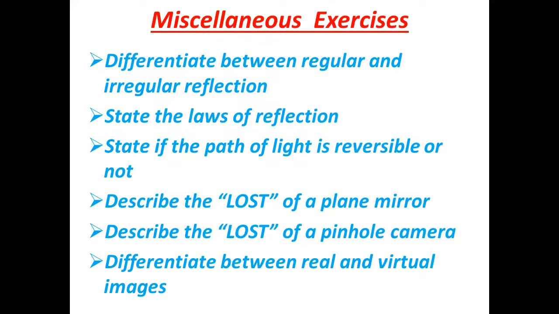So let's move on. These are some exercises that you can treat. Differentiate between regular and irregular reflection. State the laws of reflection. State if the path of light is reversible or not. You are just to state if the path of light is reversible or not. Then describe the LOSS of a plane mirror. Remember, LOSS stands for location, orientation, size, and type, which are the properties of images formed by mirrors.